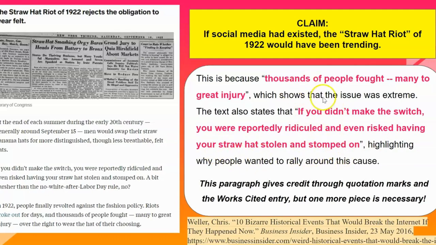Now, if you flipped those 2 and put this particular piece of evidence in this location and that particular piece of evidence in that location, that's totally fine. The context clues show that this issue is extreme and this is why people were trying to rally around the cause. It doesn't matter to me if you flip those, but these 2 would be the specific relevant evidence that would go along with this claim.